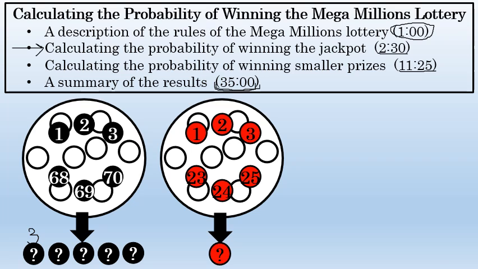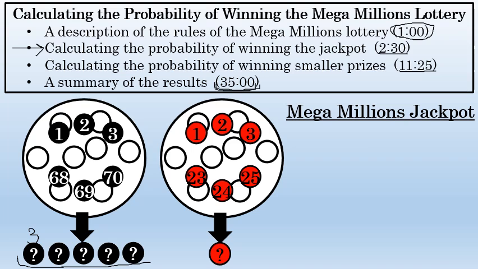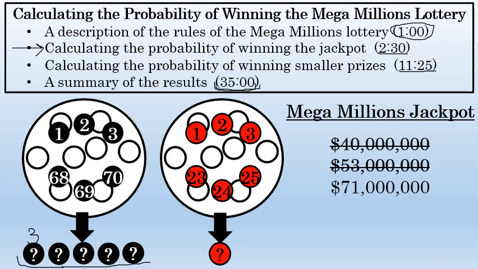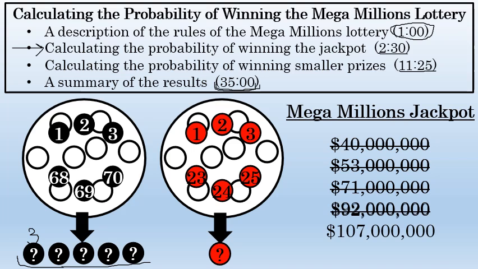To win the jackpot, you must match all of the first 5 numbers in addition to the mega ball that comes from the second container. This jackpot is not always the same. The jackpot will begin at $40 million, and if no one wins, it increases. Each time there is a Mega Millions drawing and no one wins, the jackpot increases. Let's talk about the probability of winning that jackpot.